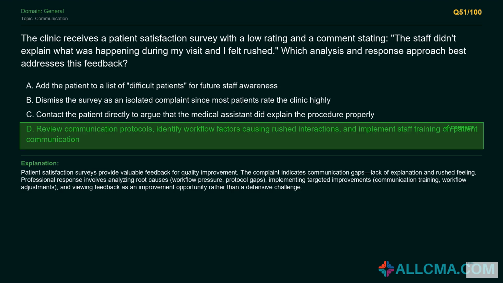The correct answer is D. Patient satisfaction surveys provide valuable feedback for quality improvement. The complaint indicates communication gaps, lack of explanation, and a rushed feeling. Professional response involves analyzing root causes, workflow pressure, and protocol gaps, implementing targeted improvements, communication training, and workflow adjustments, and viewing feedback as an improvement opportunity rather than a defensive challenge.